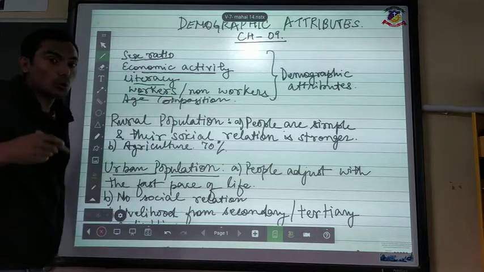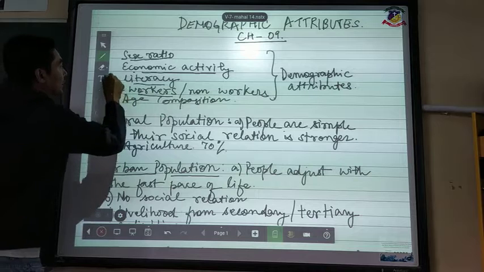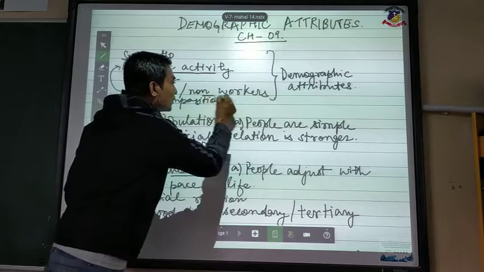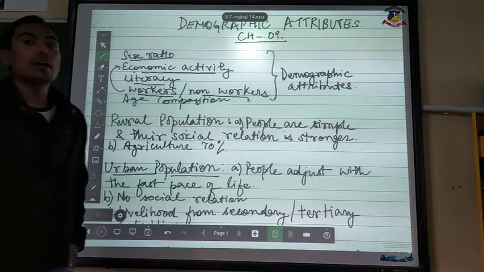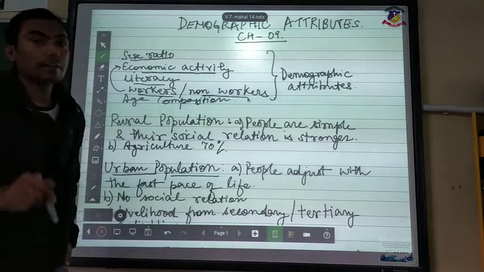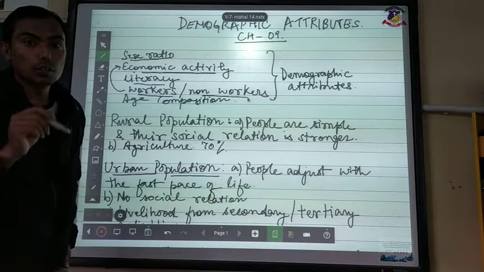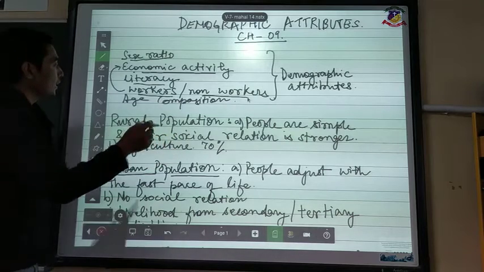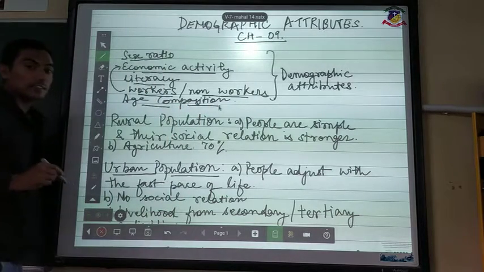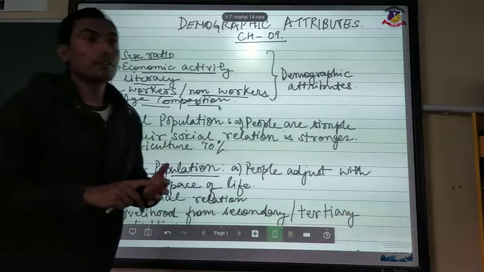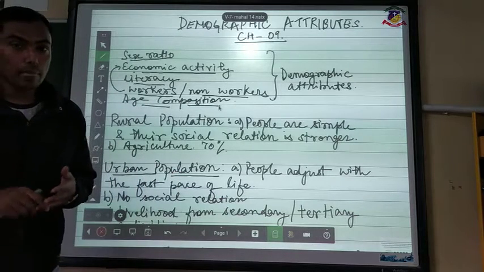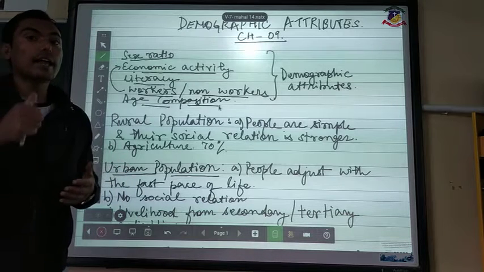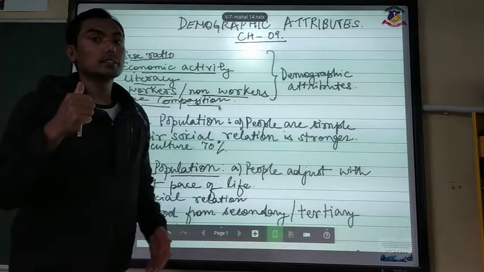Workers means those people who are engaged in different economic activities. Non-workers means those people who are dependent upon the family or upon the person who earns from a different source. Age composition means 0 to 15 years is termed as young, 15 to 59 years is termed as adult, and 60 years and above is referred to as old age.